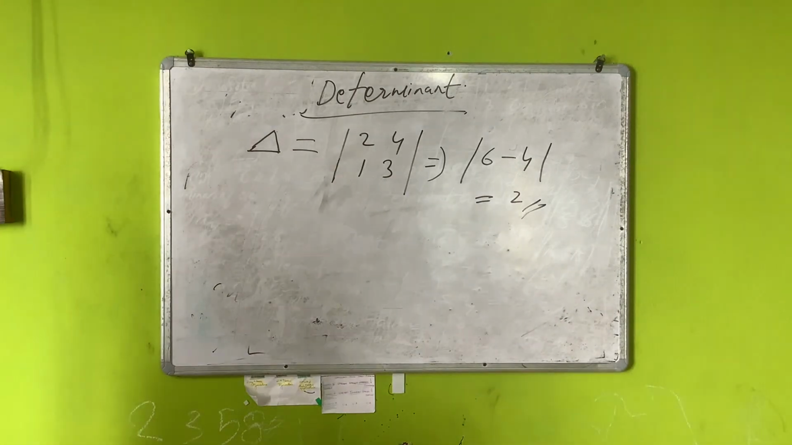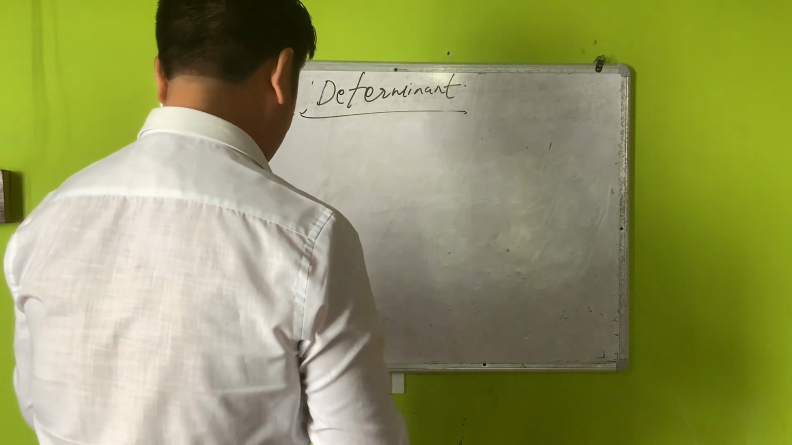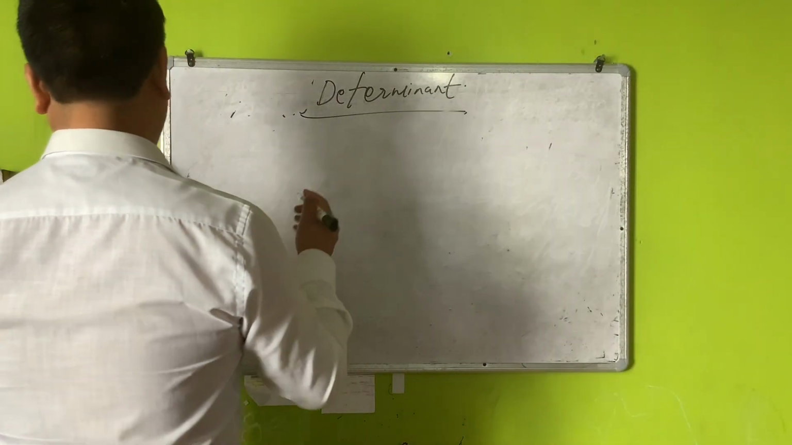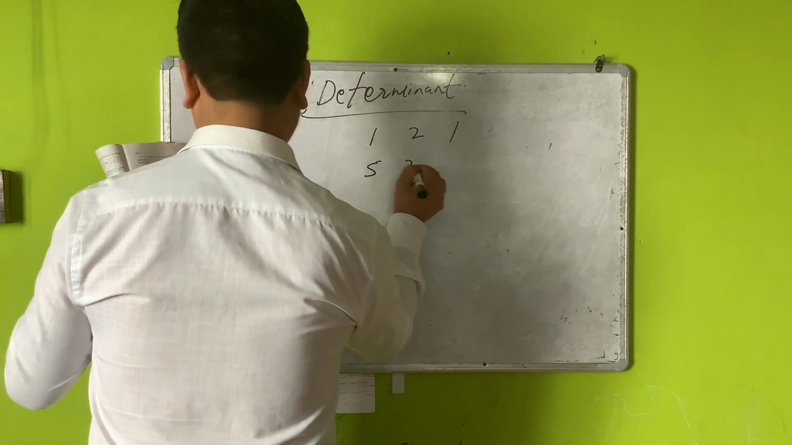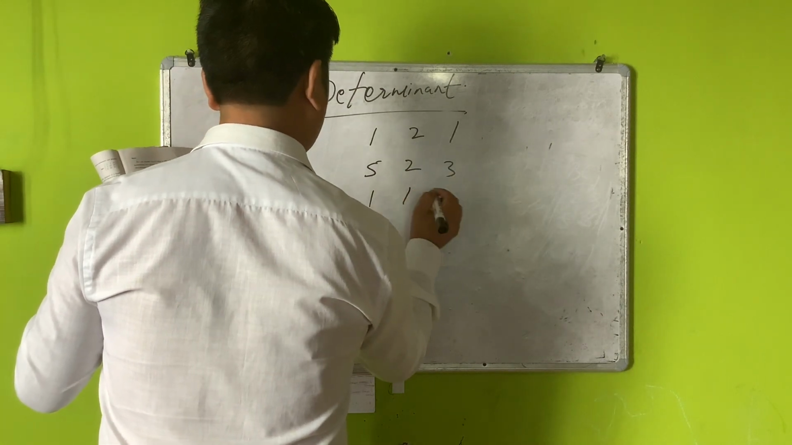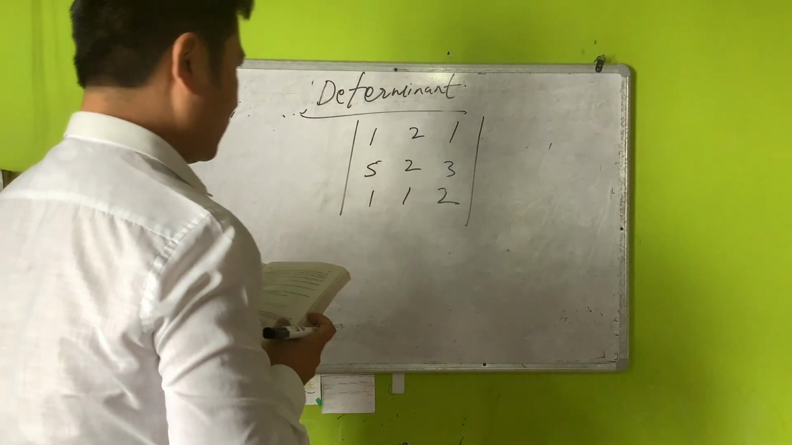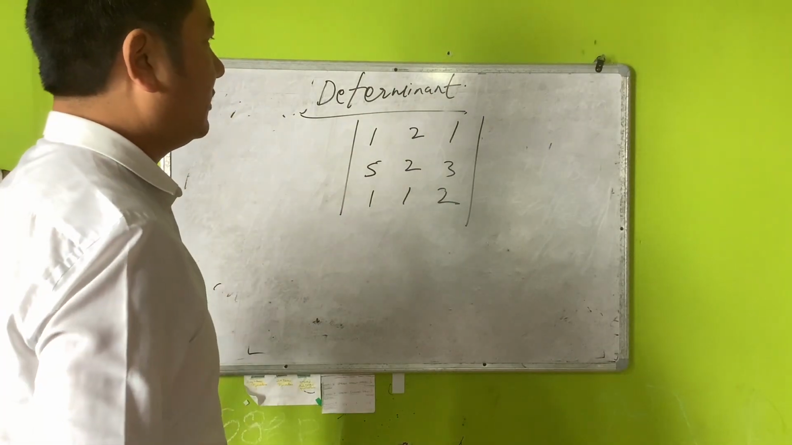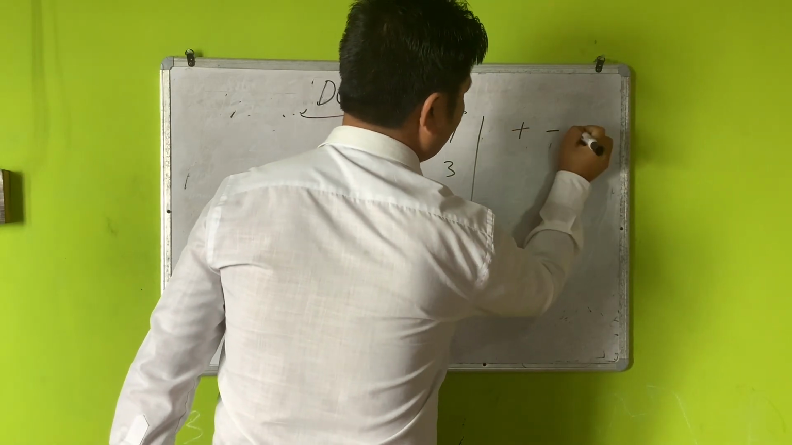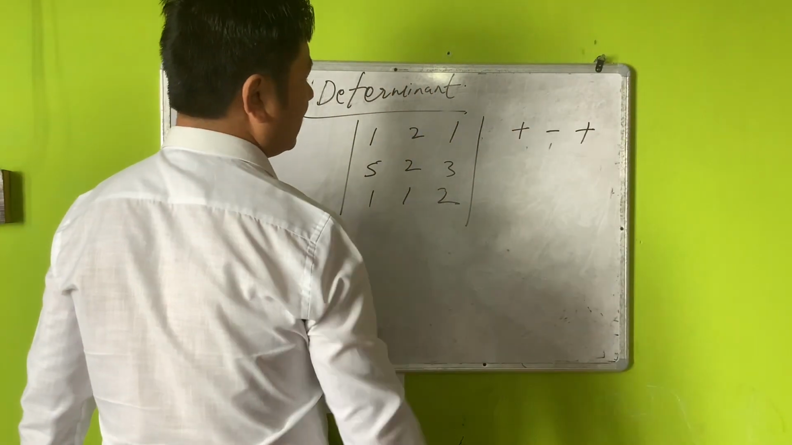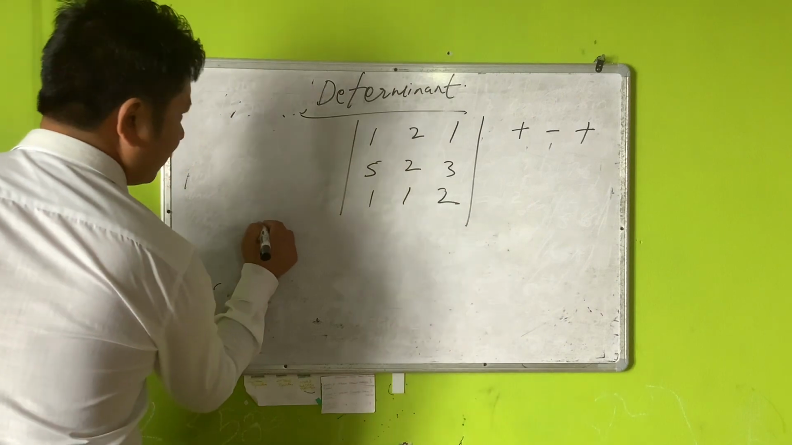Likewise, let us solve one problem having a 3 by 3 determinant. Like 1 2 1, 5 2 3, 1 2 2, 1 1 2. This is the determinant. Now you have to find the value of the determinant. Then how are you going to do this? There is a formula for this: plus, minus, plus, plus, minus, plus. You have to do it by looking at this. So to find the value of the determinant, simply the first is 1.